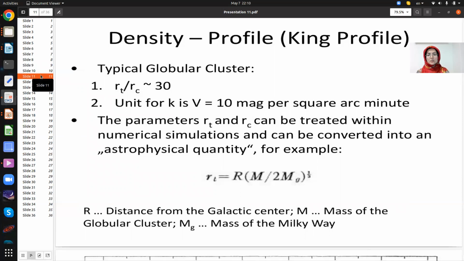Typical globular clusters have RT over RC approximately 30. The unit for k is V magnitude per square arcminute. The parameters RT and RC can be treated within numerical simulations and can be converted into an astrophysical quantity. For example, RT is like this, as you see, where R is the distance from the galactic center, M is the mass of the globular cluster, and Mg is the mass of the Milky Way.